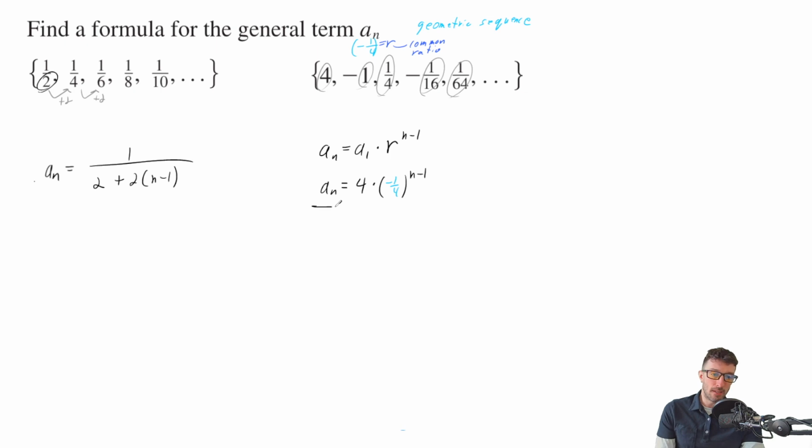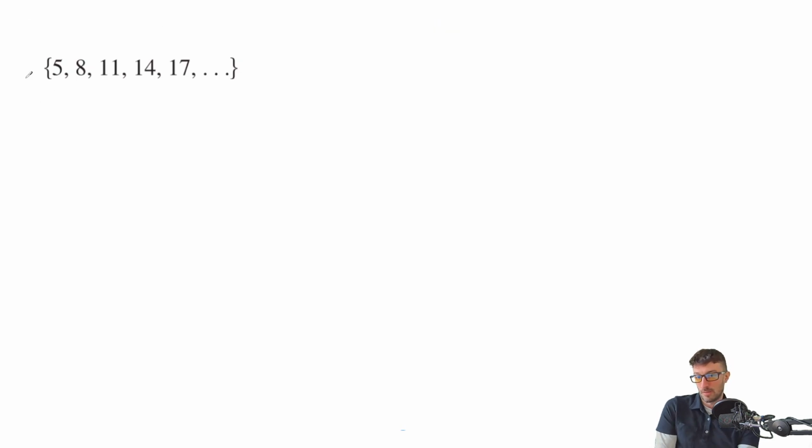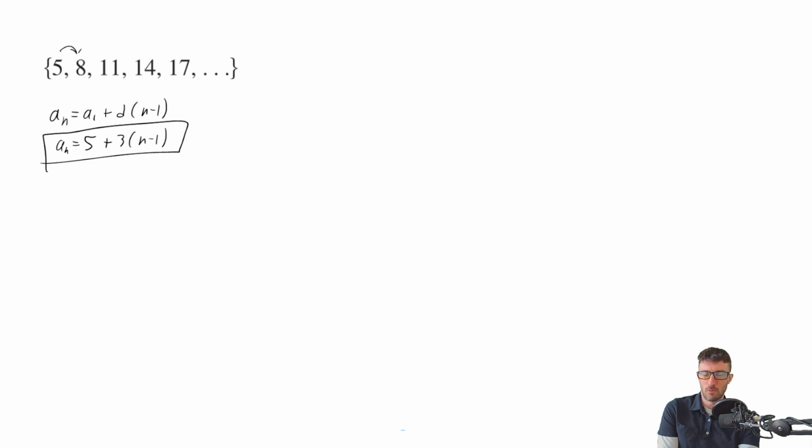So that's it. That's the formula when you're given these terms. This one is actually even easier than the first one, where it's just a_n equals a_1 plus d times n minus 1. So it's going to be 5 plus, well, how much are we going up by? 3 times n minus 1. That's it. This is a nice, easy one. Moving on to the next one.